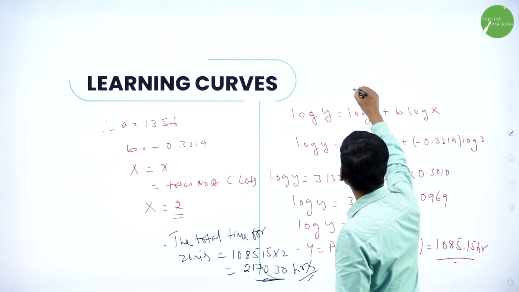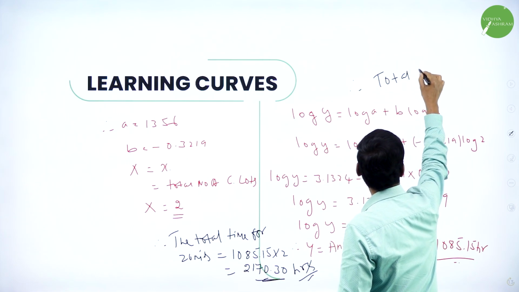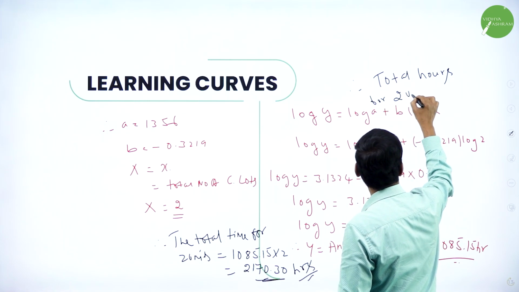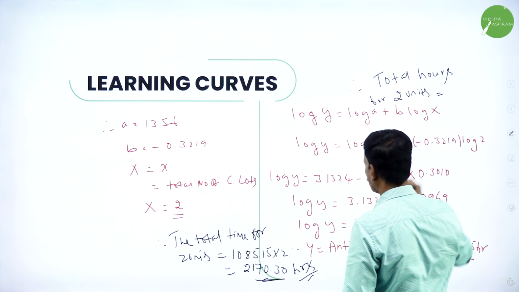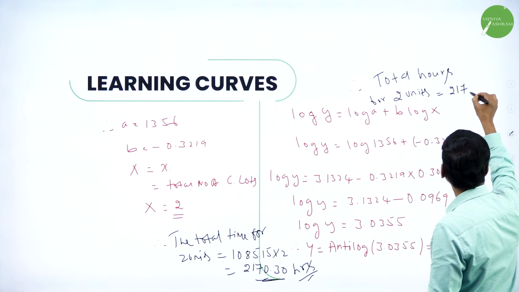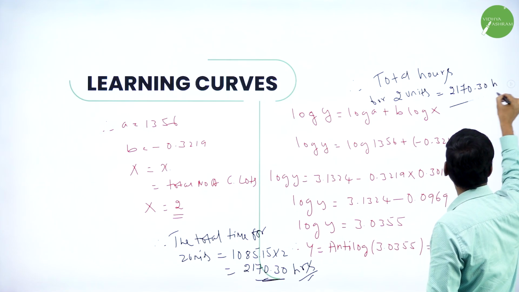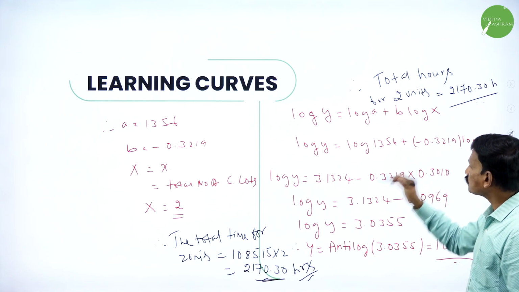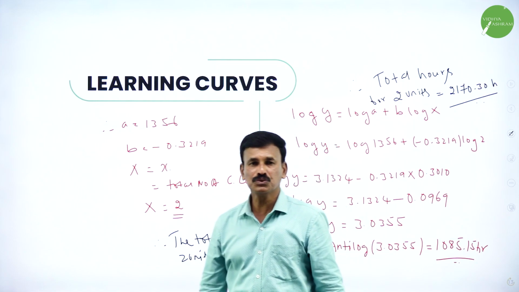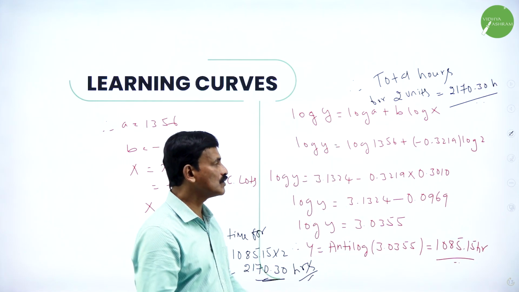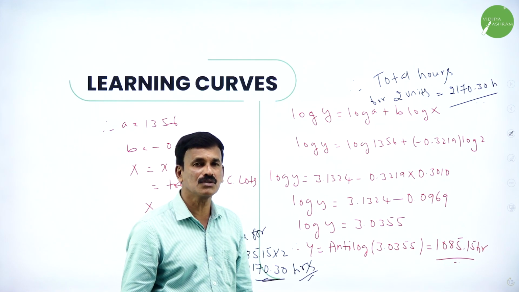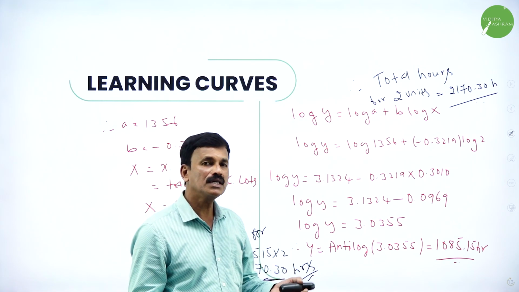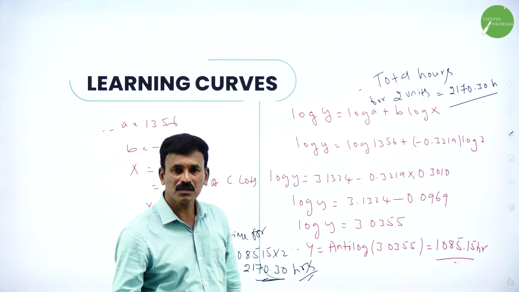So therefore, to conclude, the total hours for 2 units is equal to 2170.30 hours. That's all. 2170.30 hours is the total required for 2 units. So this is how we calculate using the equation y is equal to a into x to the power of b, by taking log on both sides and simplifying, and finally taking anti-log, you will get the answer.